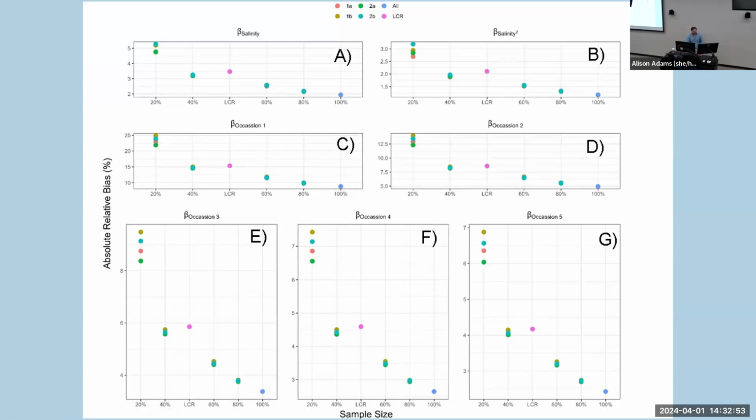Additionally, we find at the 100% sampling effort that we still get, for some of the parameters, relatively high bias. For some, like salinity, we end up with around 1%. However, for the temporal effect of occasion 1, we get 7 or 8%, and that varies across our different parameters, indicating that even at 100% sampling effort, we're not getting great precision of these models, indicating that at the spatial scale with the number of sites we have to sample, this model is not going to work.